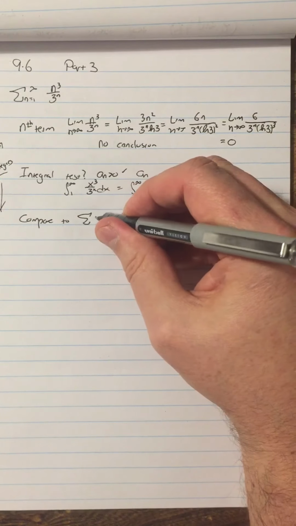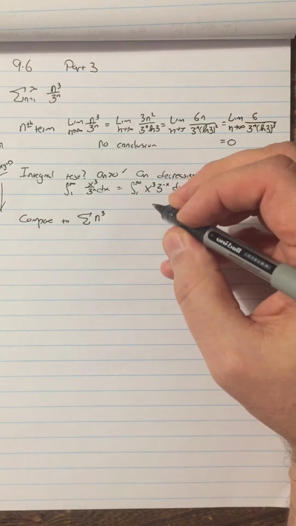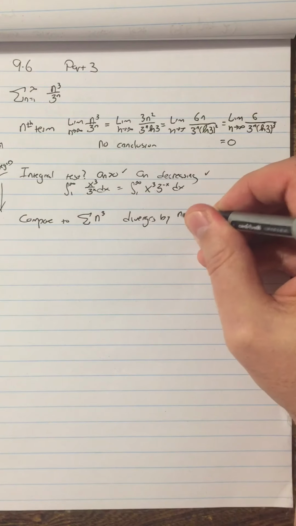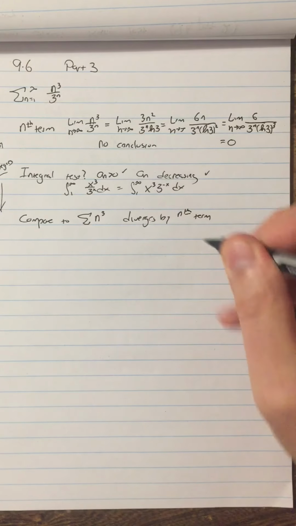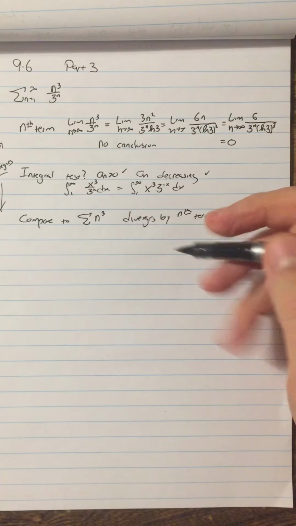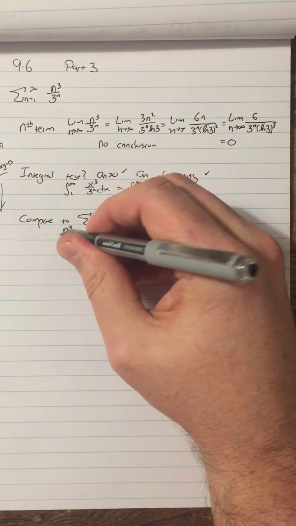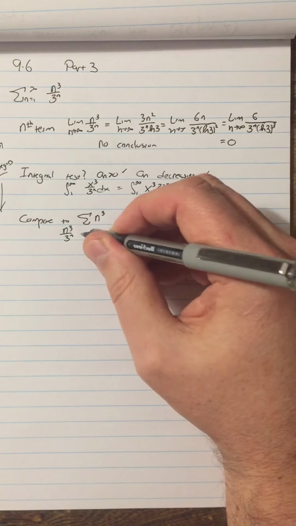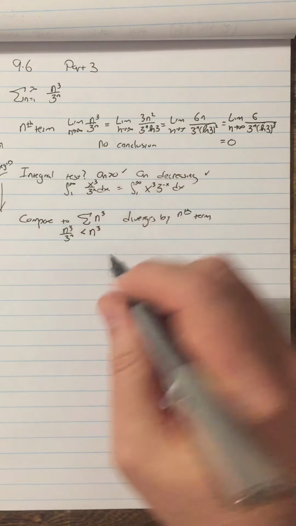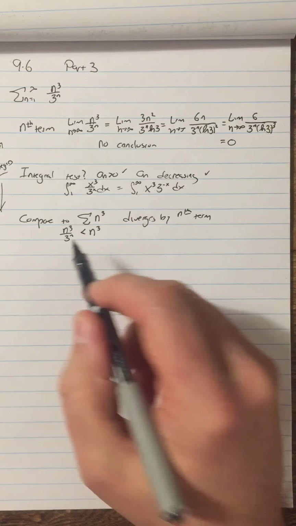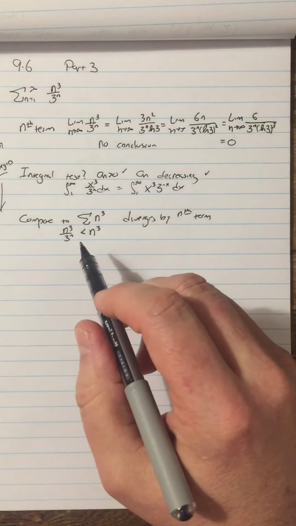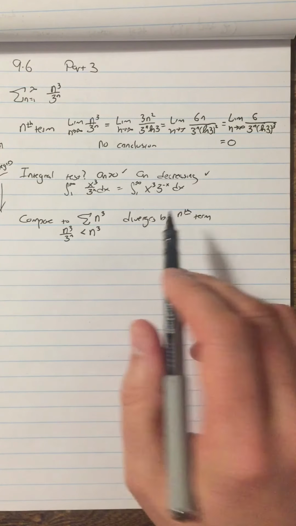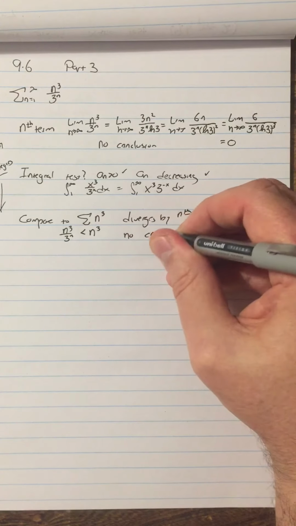So could I compare it to the sum of n cubed? Well, because I know that diverges by the nth term test. But the problem that I have is that my terms, n cubed over 3 to the n, are less than n cubed, because I'm going to take my n cubed and divide by 3 to the n. I'm going to get something smaller. So I have this situation where my problem series is less than a divergent series, which tells me nothing. There's no conclusion.